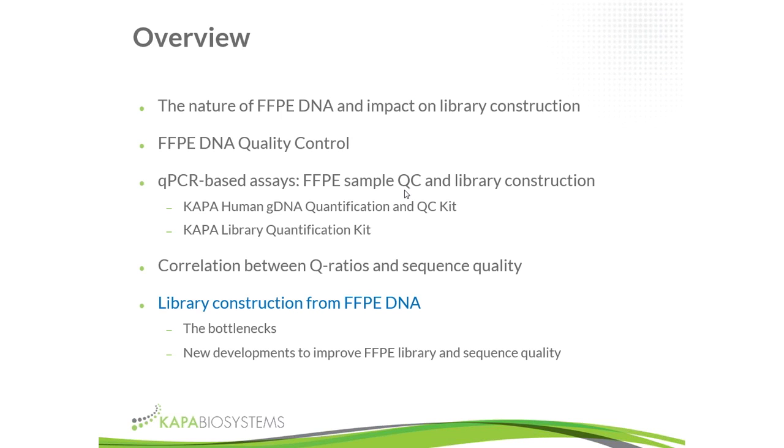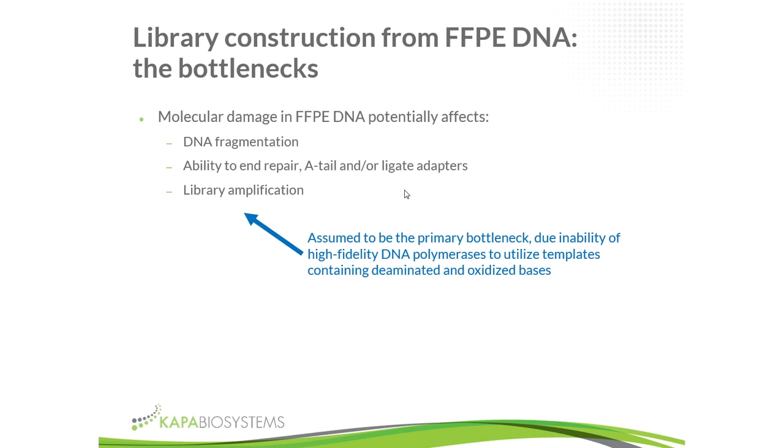So now that we've learned a little bit about predicting the outcome of library construction using our QC assay, we also wanted to dig in and better understand what goes wrong during library construction from FFPE DNA. Where really are the bottlenecks, and what are the areas that we should be focusing on improving? And so just coming back to one of my initial slides again, we've discussed that molecular damage potentially affects fragmentation, our ability to repair, A-tail and ligate adapters, but definitely also library amplification.